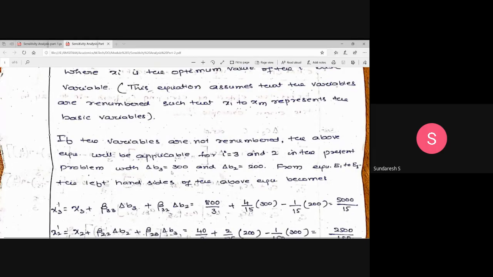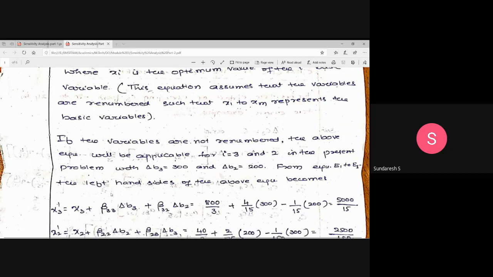So first you have to get delta B3 and delta B2. I'm talking about B3 and B2 because we have not renumbered the variables; everything has been kept as usual. The two basic variables we have are x3 and x2, so i equal to 2 and i equal to 3 is what we are using here. Therefore we get delta B3 as 300 and delta B2 as 200.